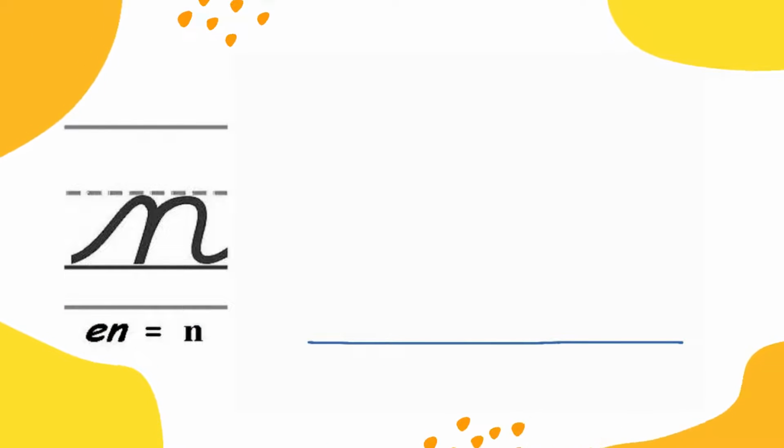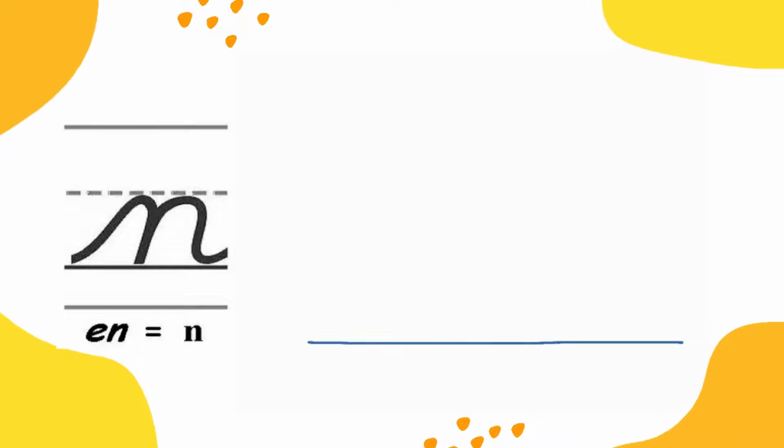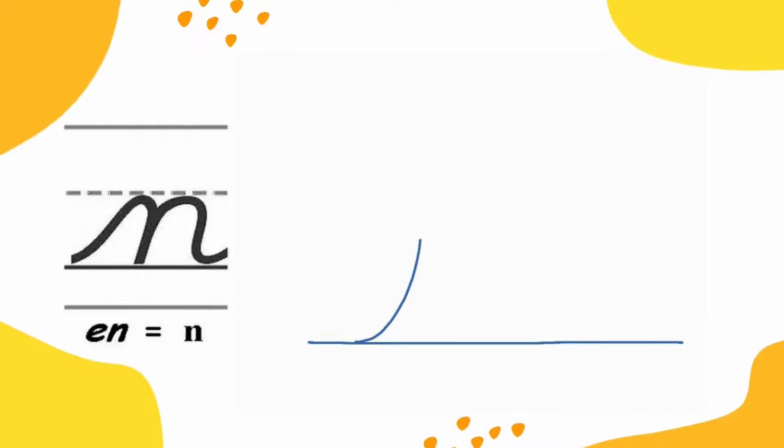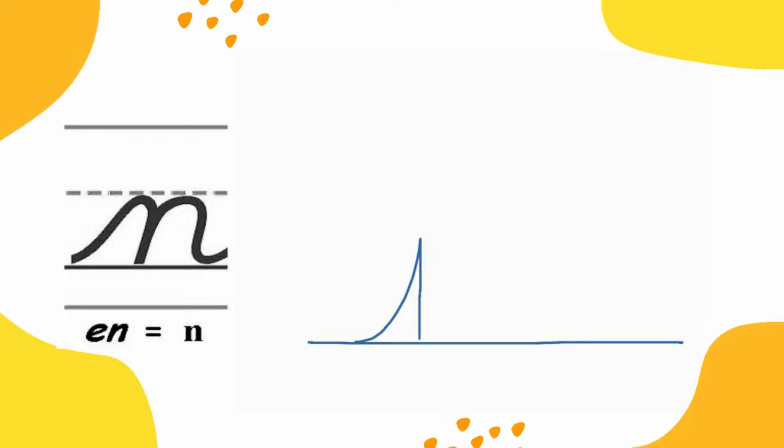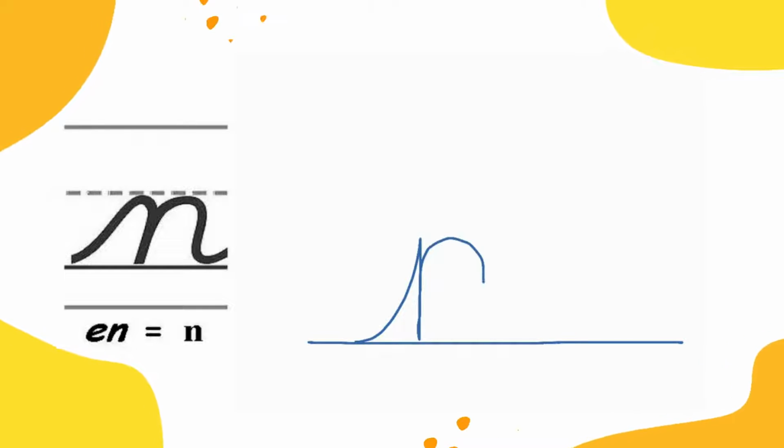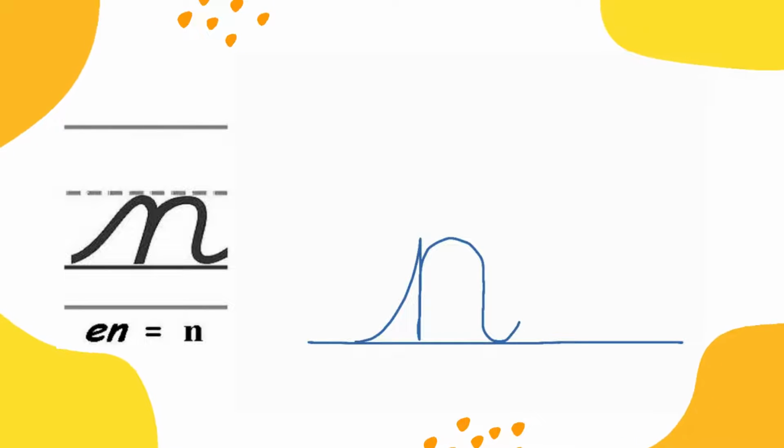Can you draw an N like me? Start on the line, up, down, back up, and tail out.